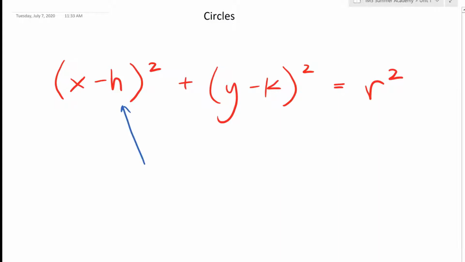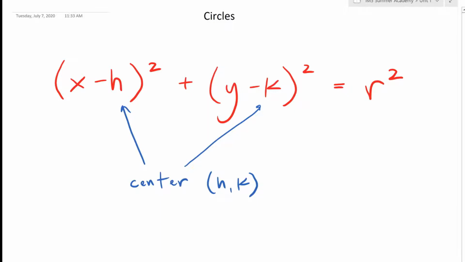In this case we have h and k. And in the other graphs that we've done, h and k make up the vertex or the starting point. On a circle, the starting point is called the center. So the center is going to be made up of h comma k, whatever those numbers are.